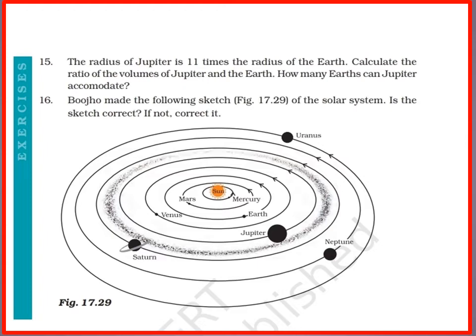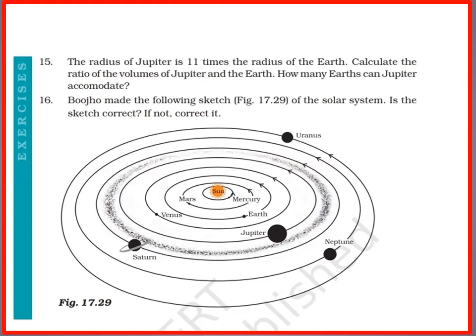Next: Bujo made the following sketch of the solar system. Is the sketch correct? If not, correct it. You can clearly see that the order of the planets given in this figure is not correct. So first you have to mark the planets in order. That means Mercury, Venus, Earth, Mars, Jupiter, Saturn, Uranus and Neptune. So first you have to make the order correct.